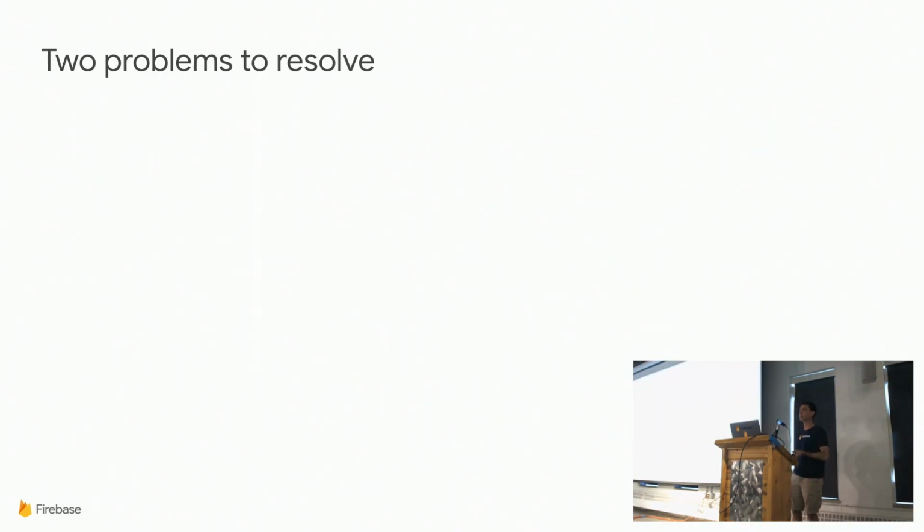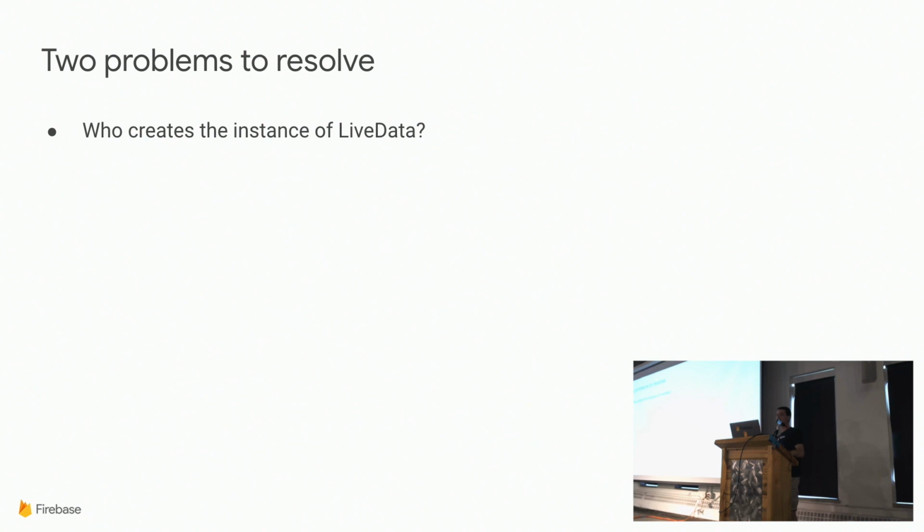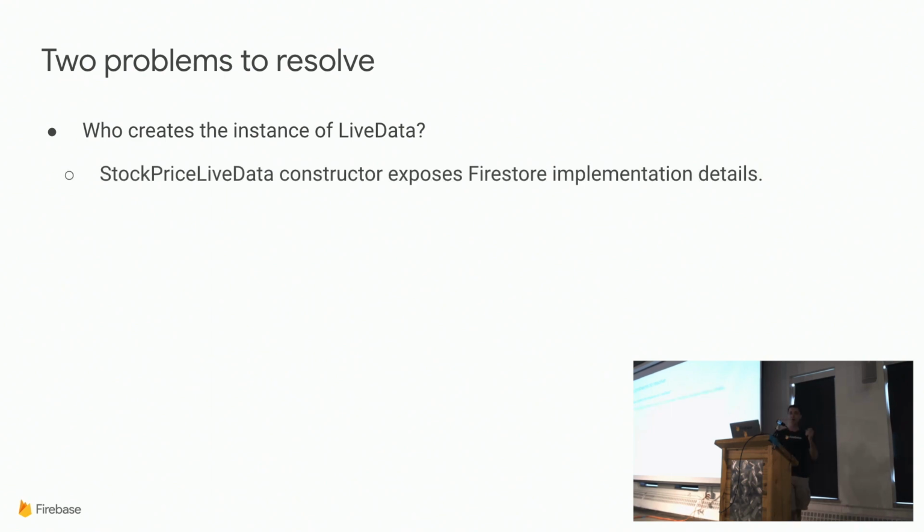So there's two problems here to resolve. Who creates this instance of LiveData? It has to come from somewhere, right? The problem is that the stock price LiveData constructor expects a Firestore implementation detail. So the activity can't create it. The activity can't know anything about document references. That would be too much information for the activity to handle. So we have to keep our views and our implementation separate.